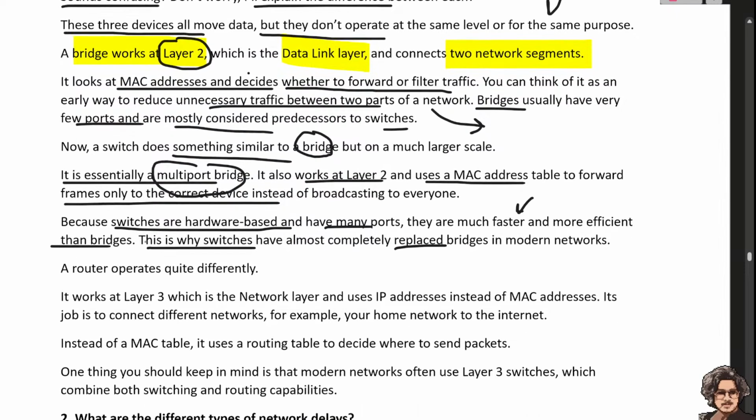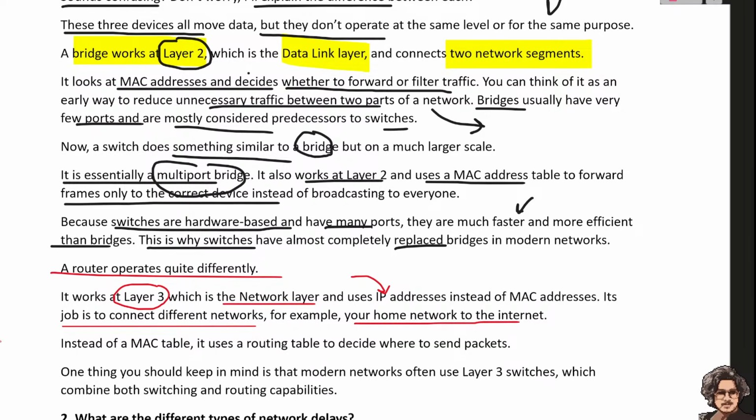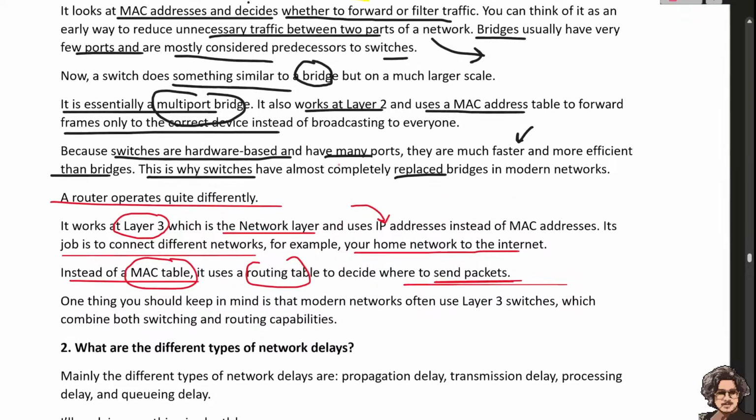So what about the router? A router operates quite differently. It works at layer 3, the network layer, and uses IP addresses instead of MAC addresses. Its job is to connect different networks, for example your home network to the internet. Instead of using a MAC table, it uses a routing table to decide where to send the packet. So these are the differences at the different layers.